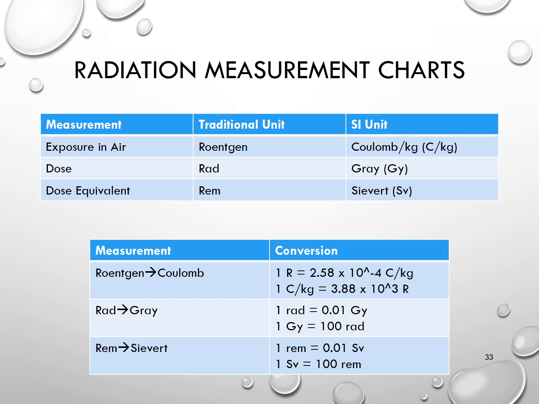And then the conversions there for a Roentgen to a coulomb is 1 R is equal to 2.58 times 10 to the negative fourth coulomb per kilogram. And then 1 coulomb per kilogram is equal to 3.88 times 10 to the third Roentgen. Those are probably the most difficult ones, but if you just have an idea of those, you'll probably be able to get through the rest of this course.